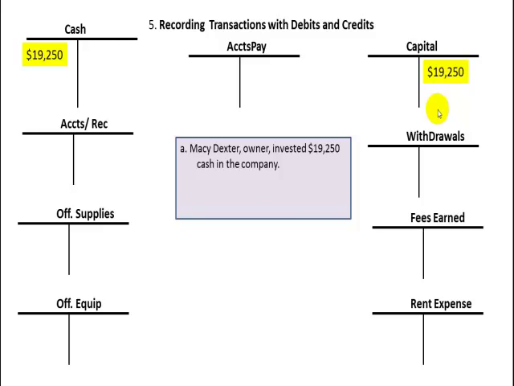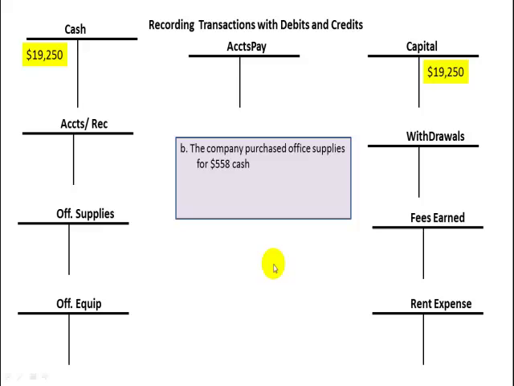Let's look at the next one. Oh, and by the way, here's the same entry. Instead of doing it in a T account, we're going to do it in the journal form. So here's a debit to cash for $19,250, credit to capital $19,250. Now let's go on to B.